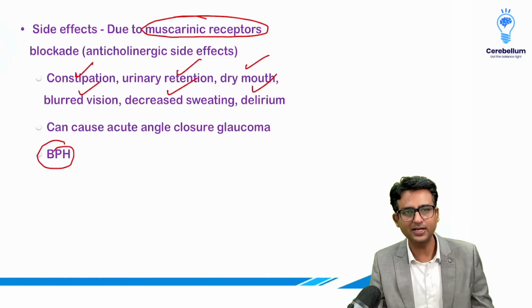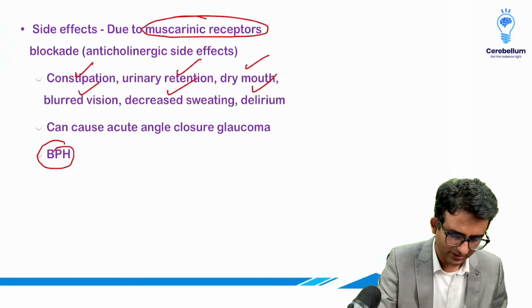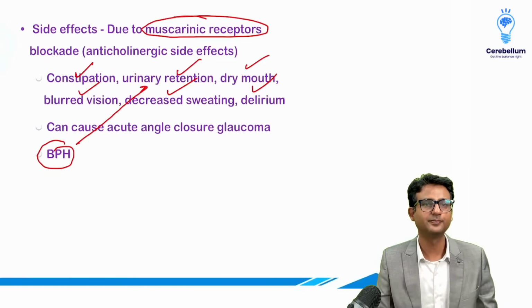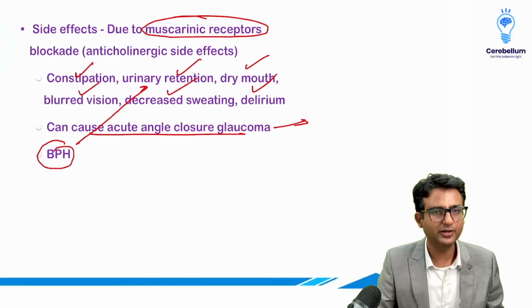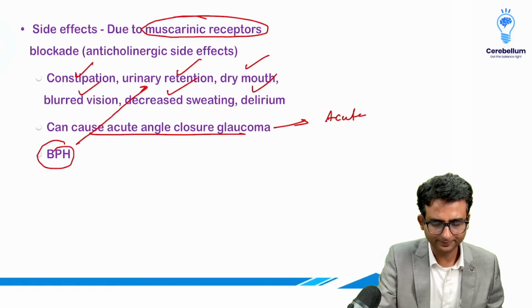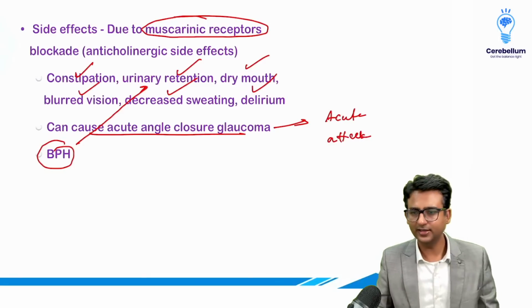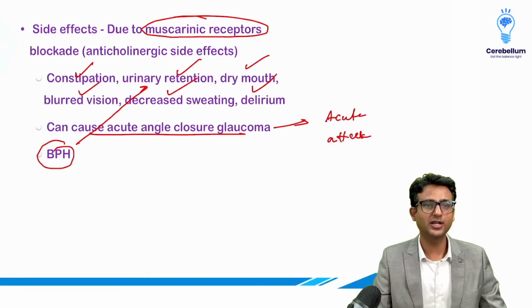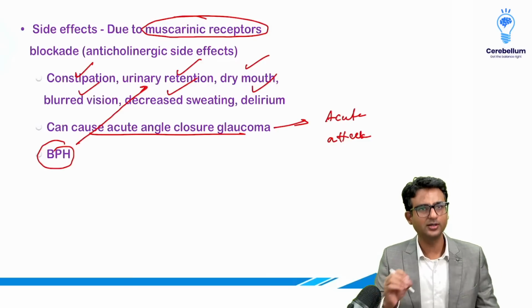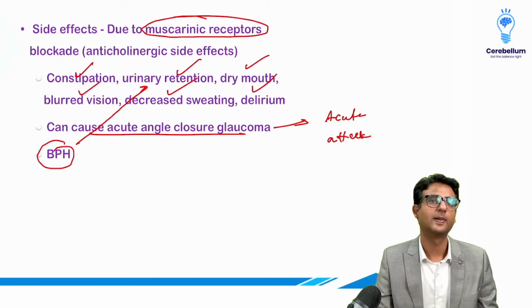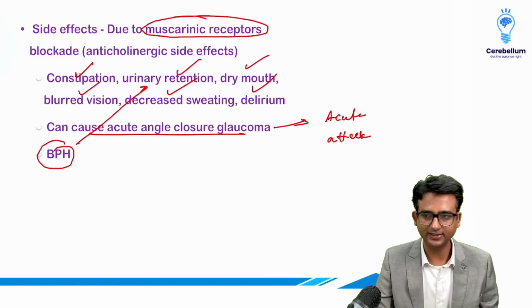Patient already has BPH, you give anticholinergics, patient may go into urinary retention. Similarly, patient has glaucoma, angle closure glaucoma, you give TCAs, patient may have an acute attack. Okay? So because of this, you do not give TCAs in patients who have BPH or who have angle closure glaucoma. Will you remember this?